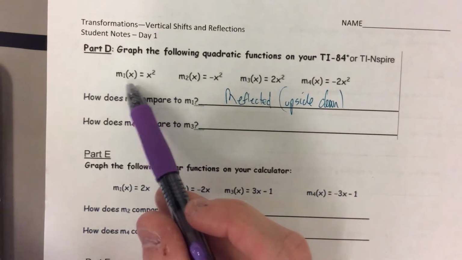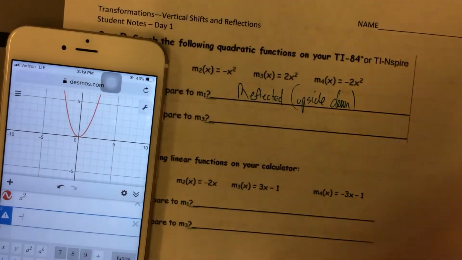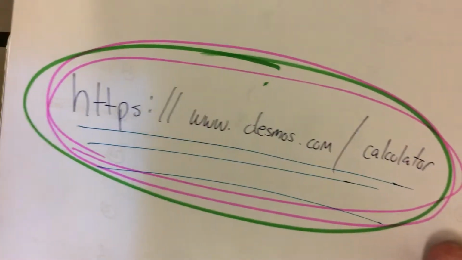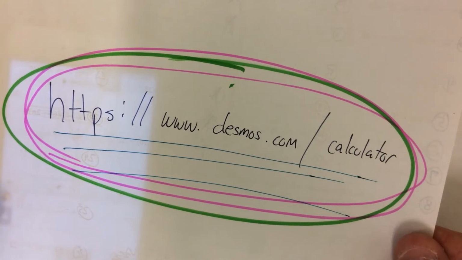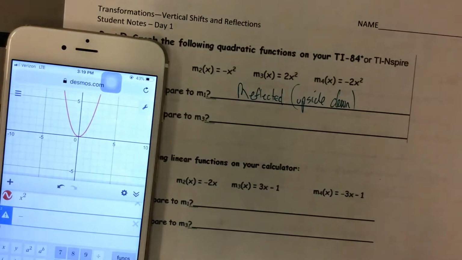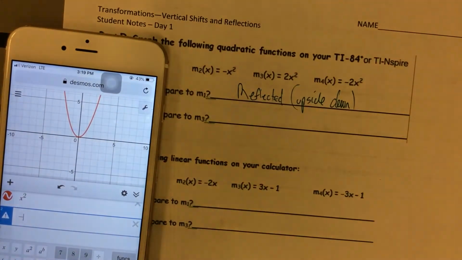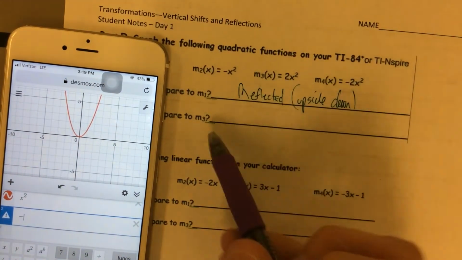Still plugging these in. M1, I've already got it in Desmos here. Again, if you need this website, it's right there. You can pause on this and go to it if you need to. It's desmos.com/calculator. Go there, please. So we're going to compare M2 to M1.